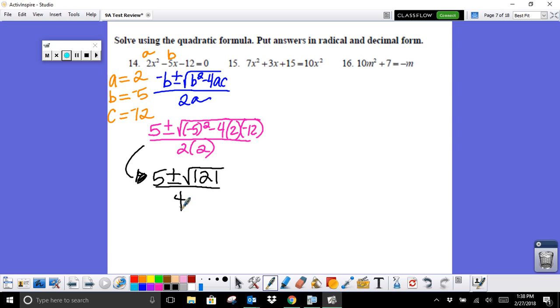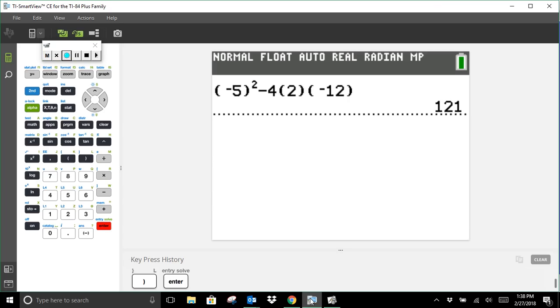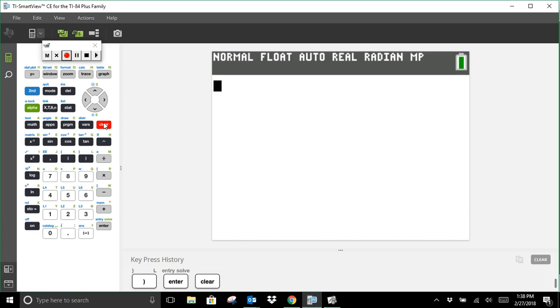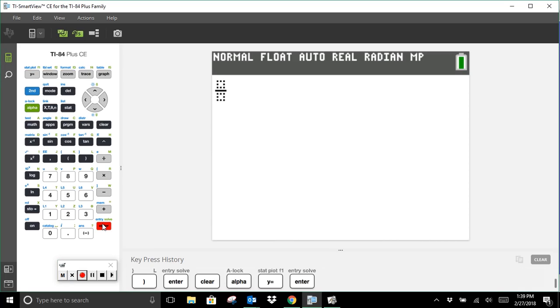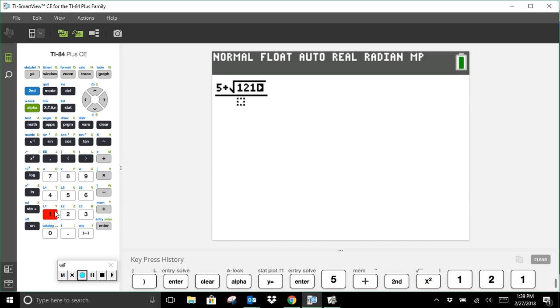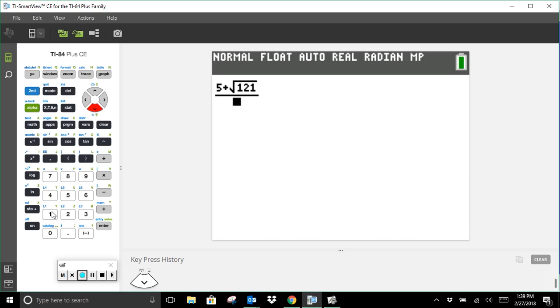Okay, but if we want our actual decimal answers, you're going to go to your calculator. I'm going to clear out what's in there. Now what's nice about these is that you can pull up the fraction in the calculator and you can kind of type this all in at once. So if you hit alpha y equals and enter, you can get your fraction up. So now I'm just going to type in what I had after I simplified it.